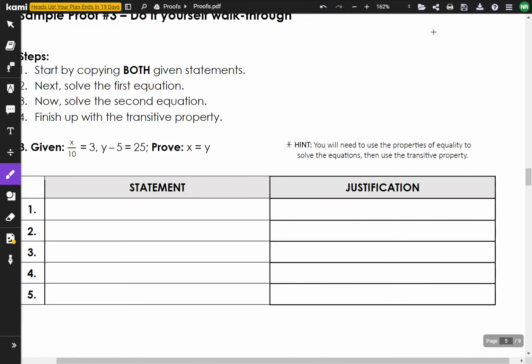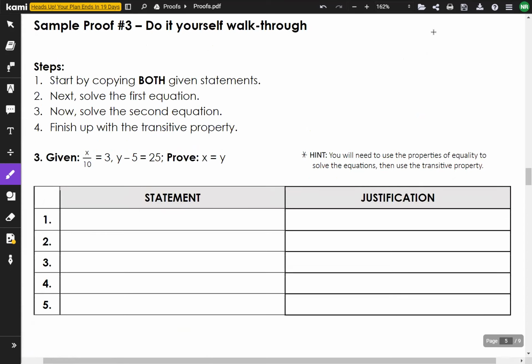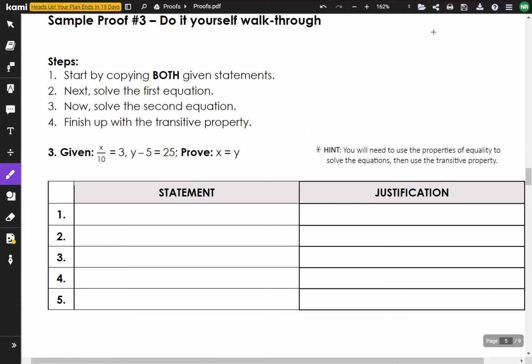What if we have to start from the very beginning with 2 given statements? Okay. This one's just a walkthrough of this very example, but it should help you kind of try to figure out how we're supposed to be putting these together and help you figure out what things are allowed in order to be able to put them together. So first things first, you put each given statement on its own line. So x over 10 equals 3.